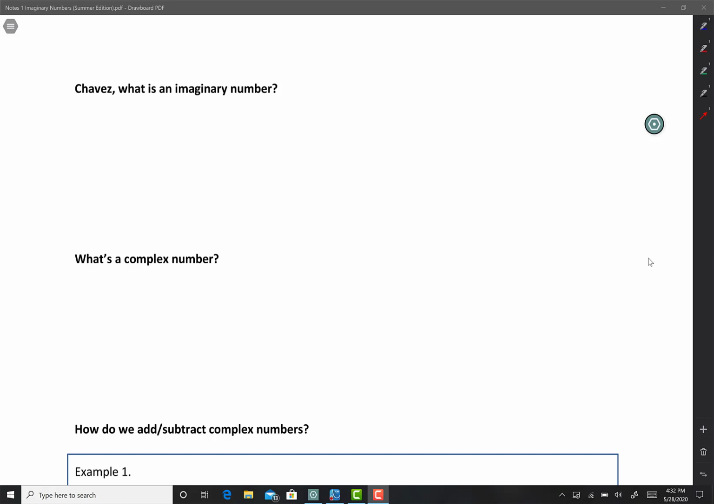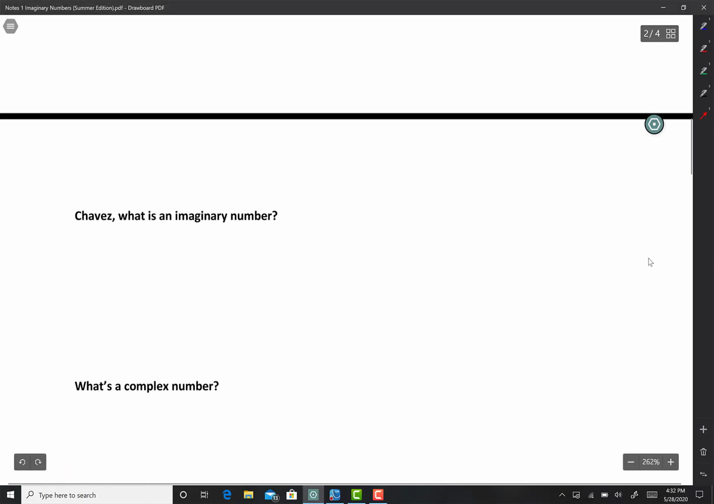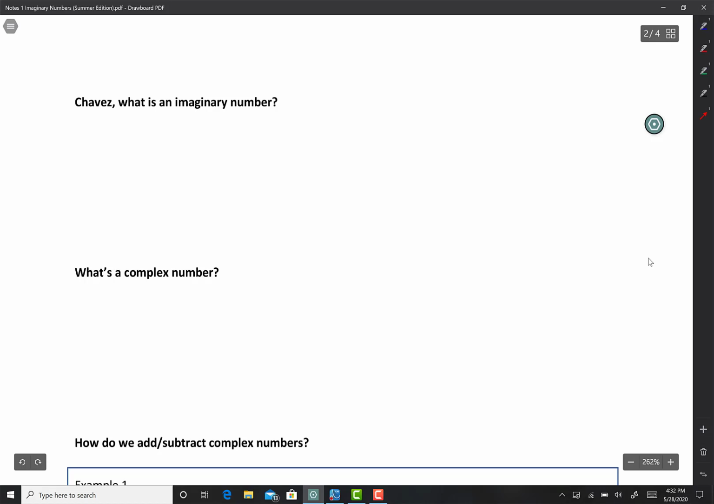And I guess let's do a little bit of math and go right into the first notes of your summer session. So here's page two. I hope you read page one. I put a lot of thought into what I typed there. And so let's start. So this is supposed to be like you guys asking me questions, right? So Chavez, what is an imaginary number?